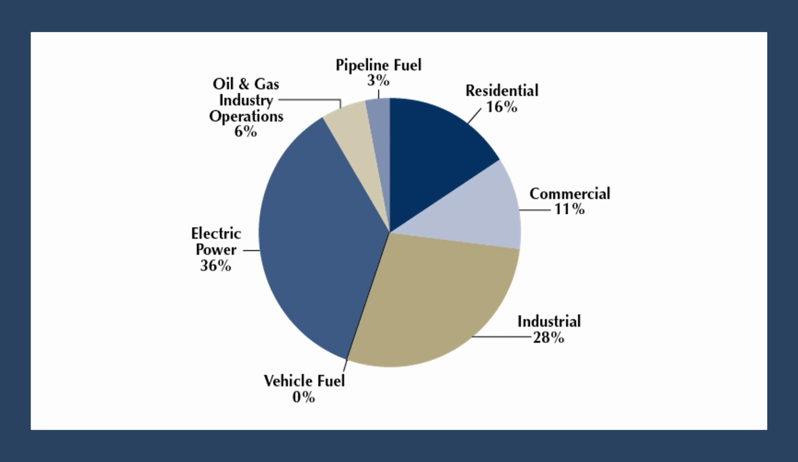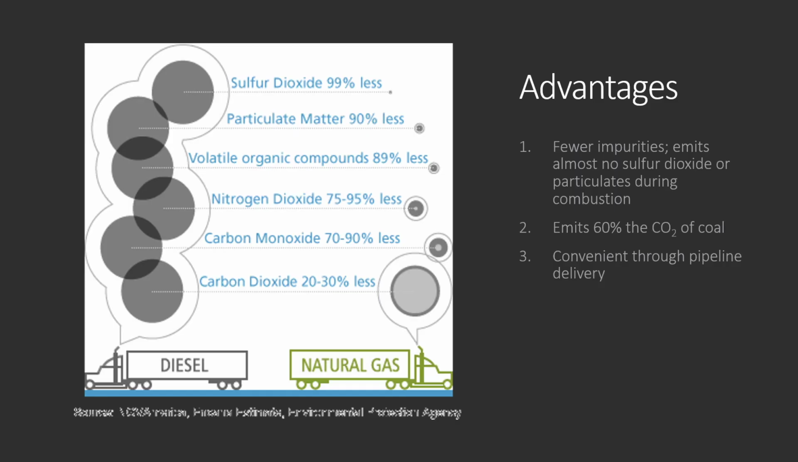You actually can find a few vehicles that will run on natural gas. They're just not very common. Now some of the advantages is it doesn't have as many impurities. It emits almost no sulfur dioxide or particulates during its combustion, and 60% of the carbon dioxide is released as compared to coal. It's also easy to deliver through pipelines, and there's not as much of a risk.